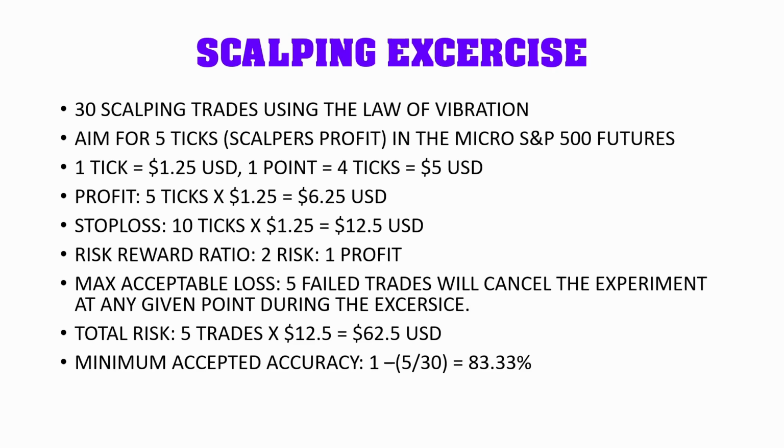So the minimum accepted accuracy will be 5 over 30 trades minus 1, that's around 83.33%. So my success rate has to be over this 83.33%, or of course it will be a total failure. So, well, no more talk. Let's go see how I do in those trades.